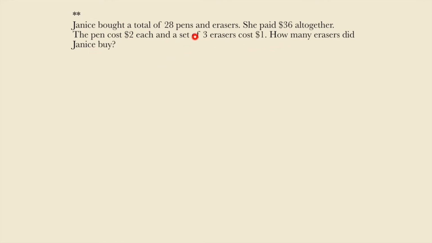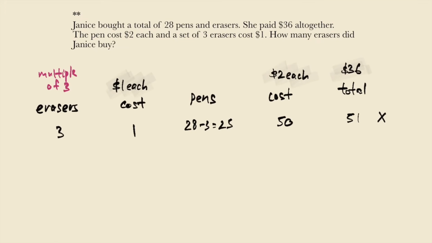So this part here, a set of 3 costs $1. So $1 doesn't represent 1 eraser, yeah? Let's go. The first thing I do is to guess the number of erasers in multiples of 3, because we are buying in multiples of 3. We won't be buying 2 erasers or 5 erasers. For my first guess, I shall start with 3. Now, what's the cost of that?